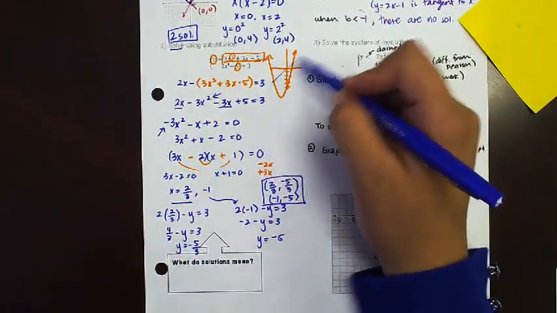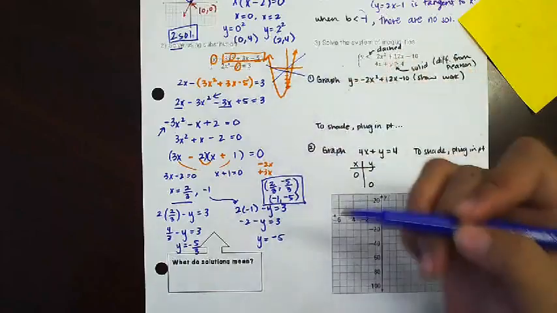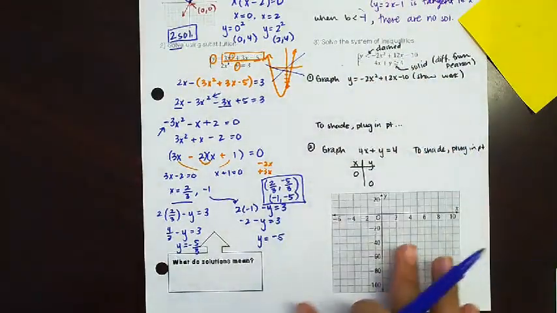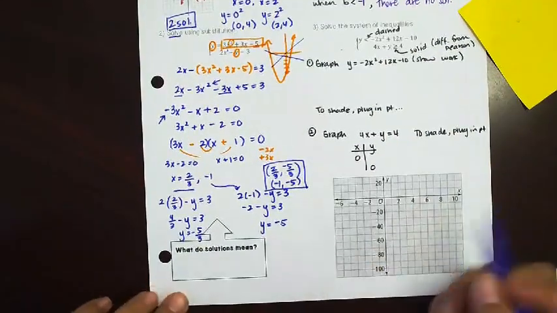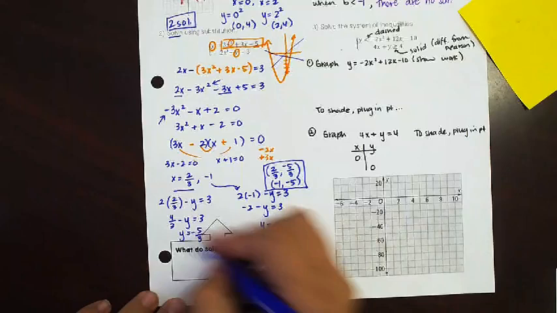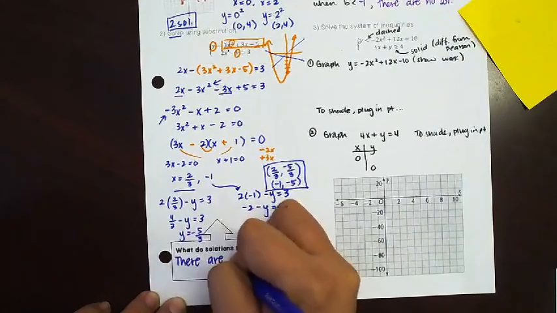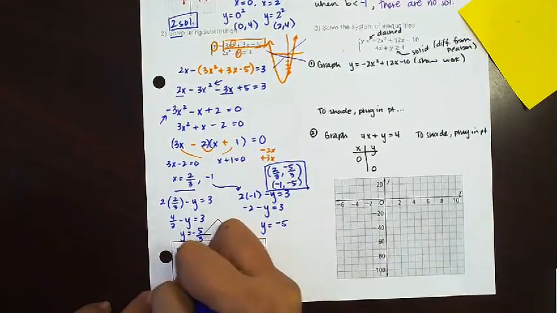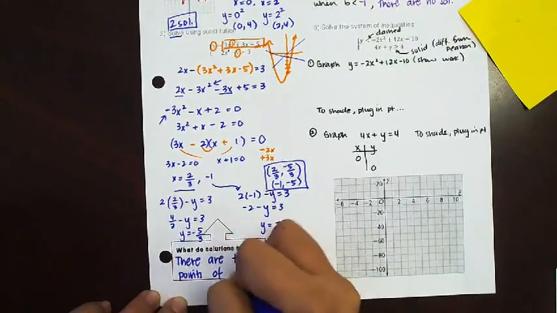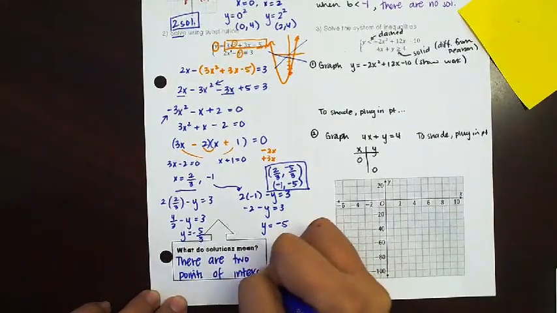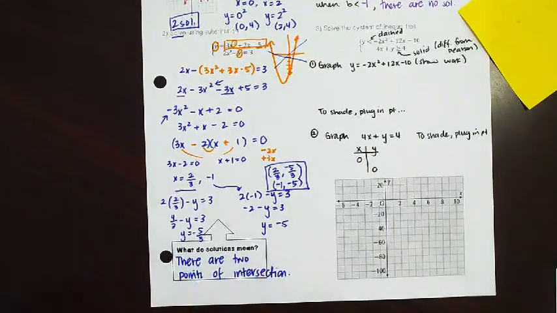And forget my sketch. You should graph it on decimals and double check that that is where they intersect. What do the solutions mean? The solutions mean that there are 2 points of intersection between the line and the quadratic.